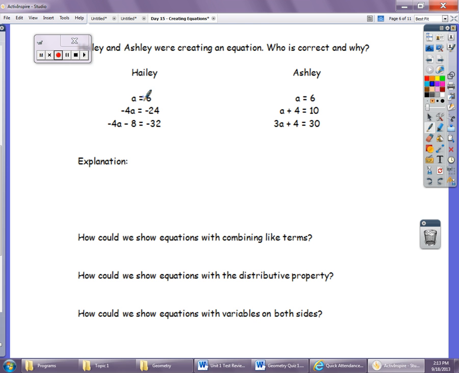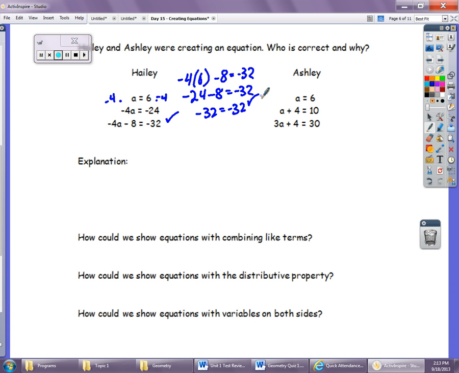So Haley says a equals 6. She did negative 4a equals negative 24. So it looks like she multiplied both sides by negative 4. And then minus 8. And then she subtracted 8. So her equation is correct. The way we could check hers is we can plug 6 in. So we can do negative 4 times 6 minus 8 equals negative 32. Well, that's negative 24 minus 8 equals negative 32. Negative 32 equals negative 32.